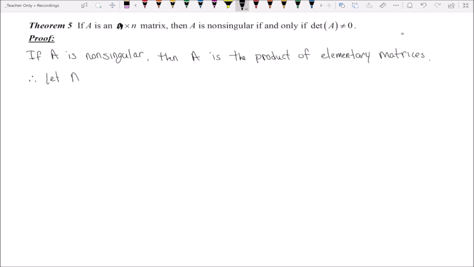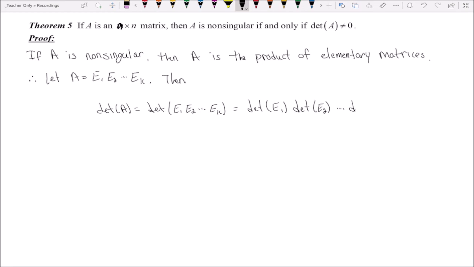So, let A equal E1, E2, and so on up through EK. Then, by lemma 1, we can write this. The determinant of A is, of course, the determinant of this product, which is now the product of these determinants. Which is guaranteed to be non-zero, right? Because the determinant of an elementary matrix is not 0.